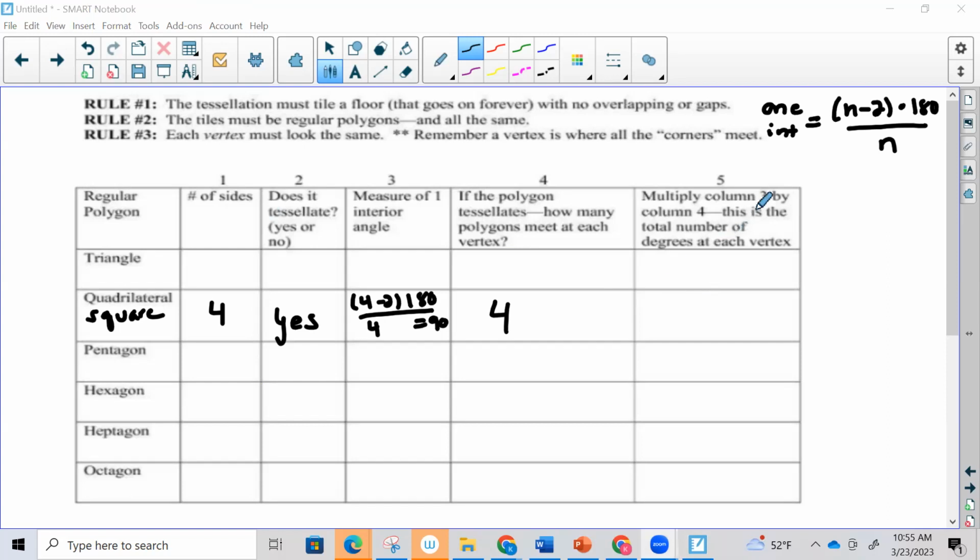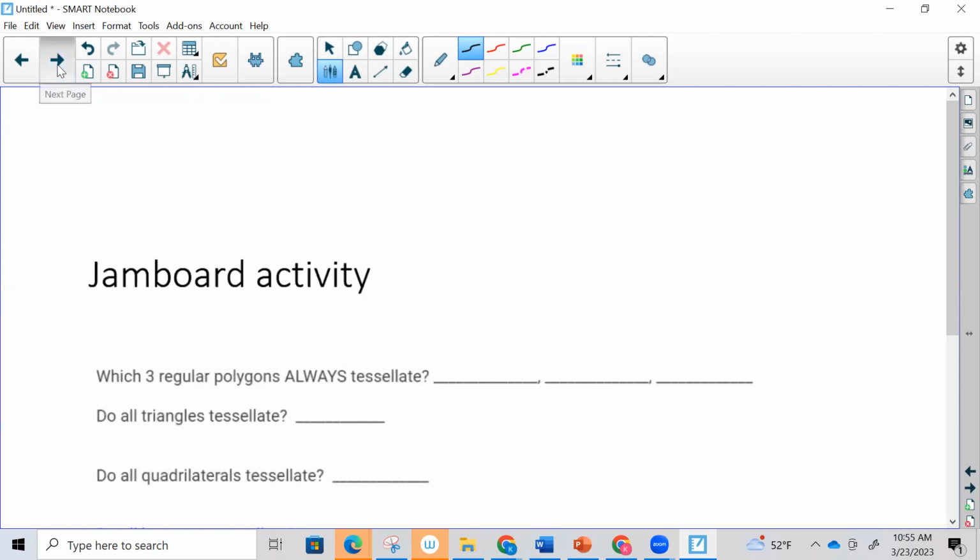And then we're going to multiply column 3 by 4. So I'm going to do 90 times 4, which is 360. If it does not tessellate, you're going to leave this column blank, or you can put NA, non-applicable. So you're going to fill this out. And you should see a pattern with this of when it tessellates.